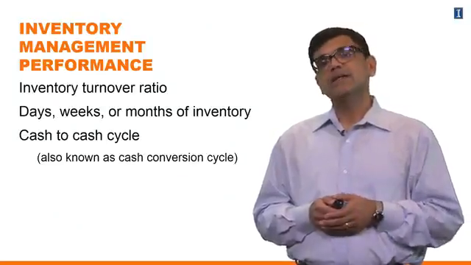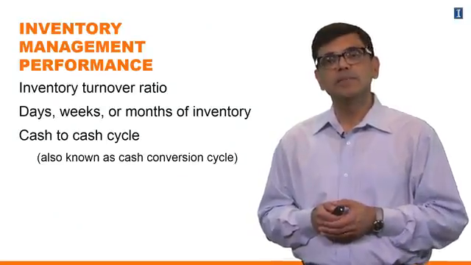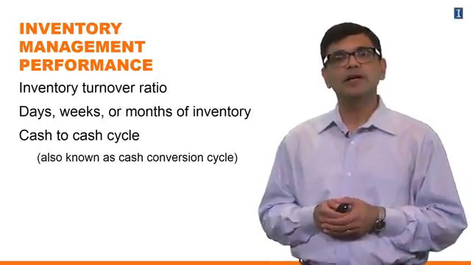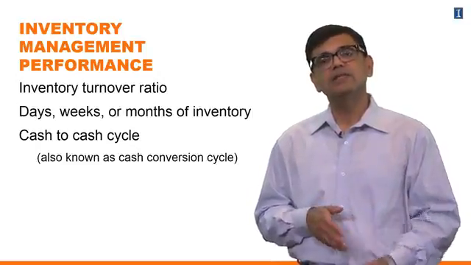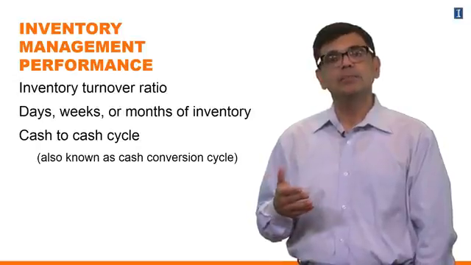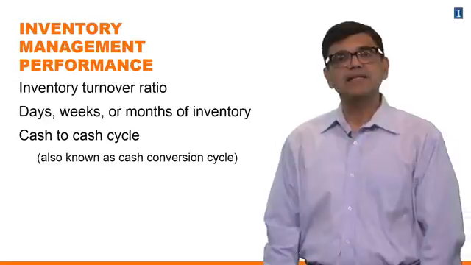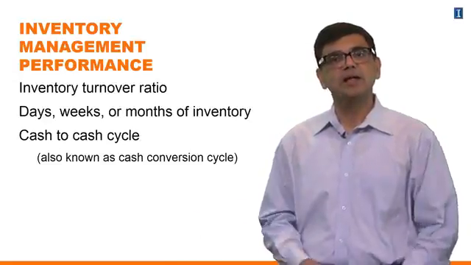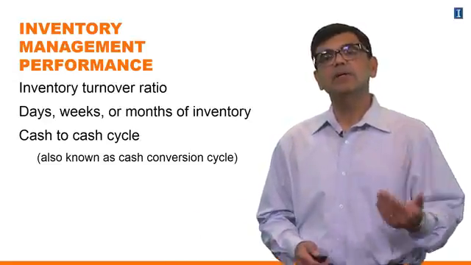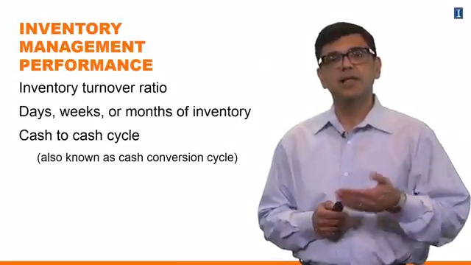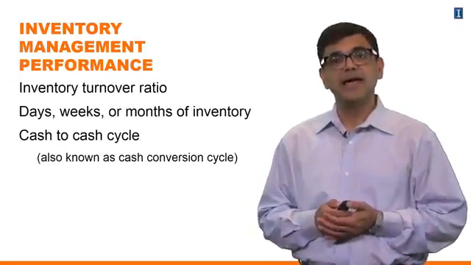So what we've looked at here is three ways of measuring the inventory performance of a company. The first one being an inventory turnover ratio. How often are you able to turn your inventory? Then we looked at the days of inventory that's being held in your warehouses. And finally, we looked at the cash-to-cash cycle, which is also known as cash conversion cycle.